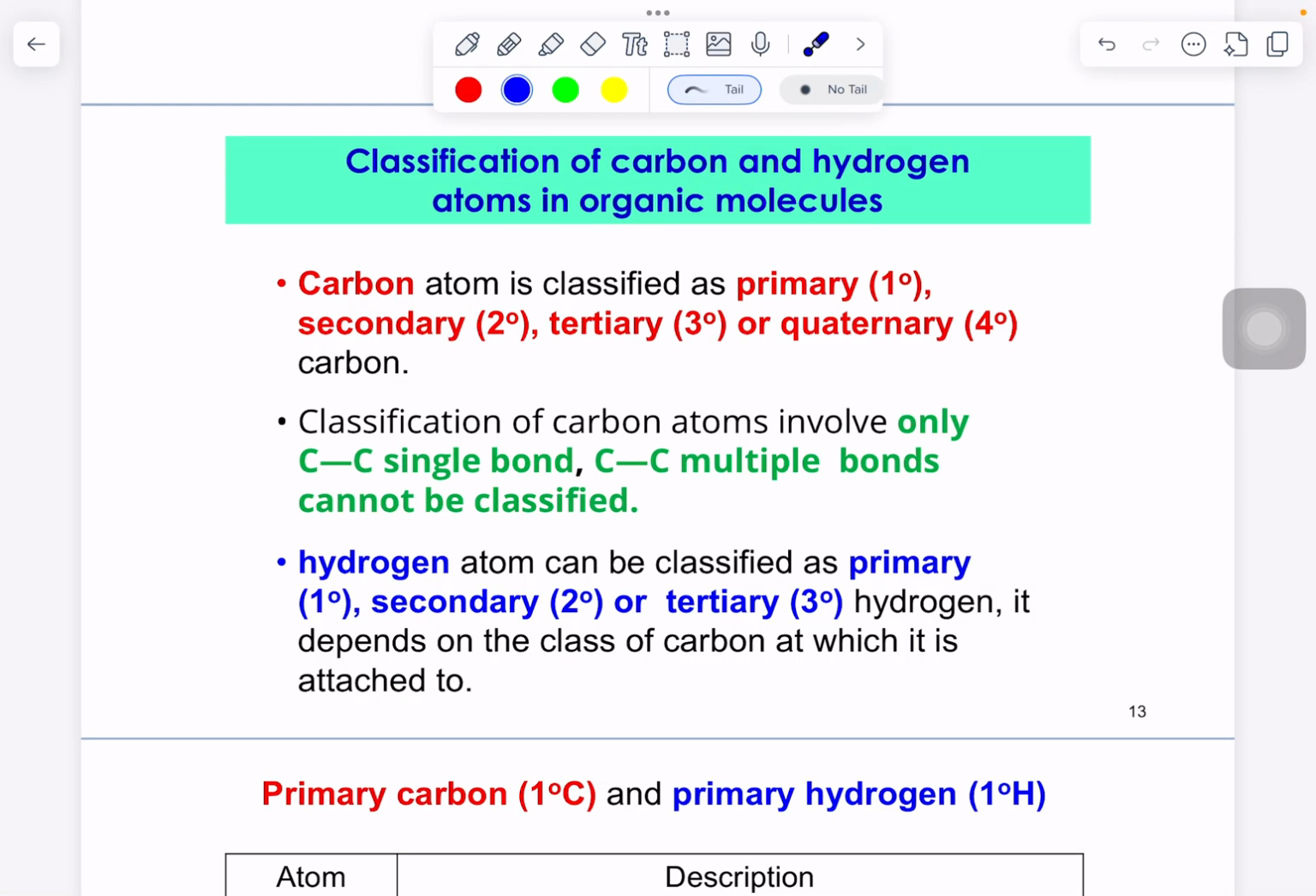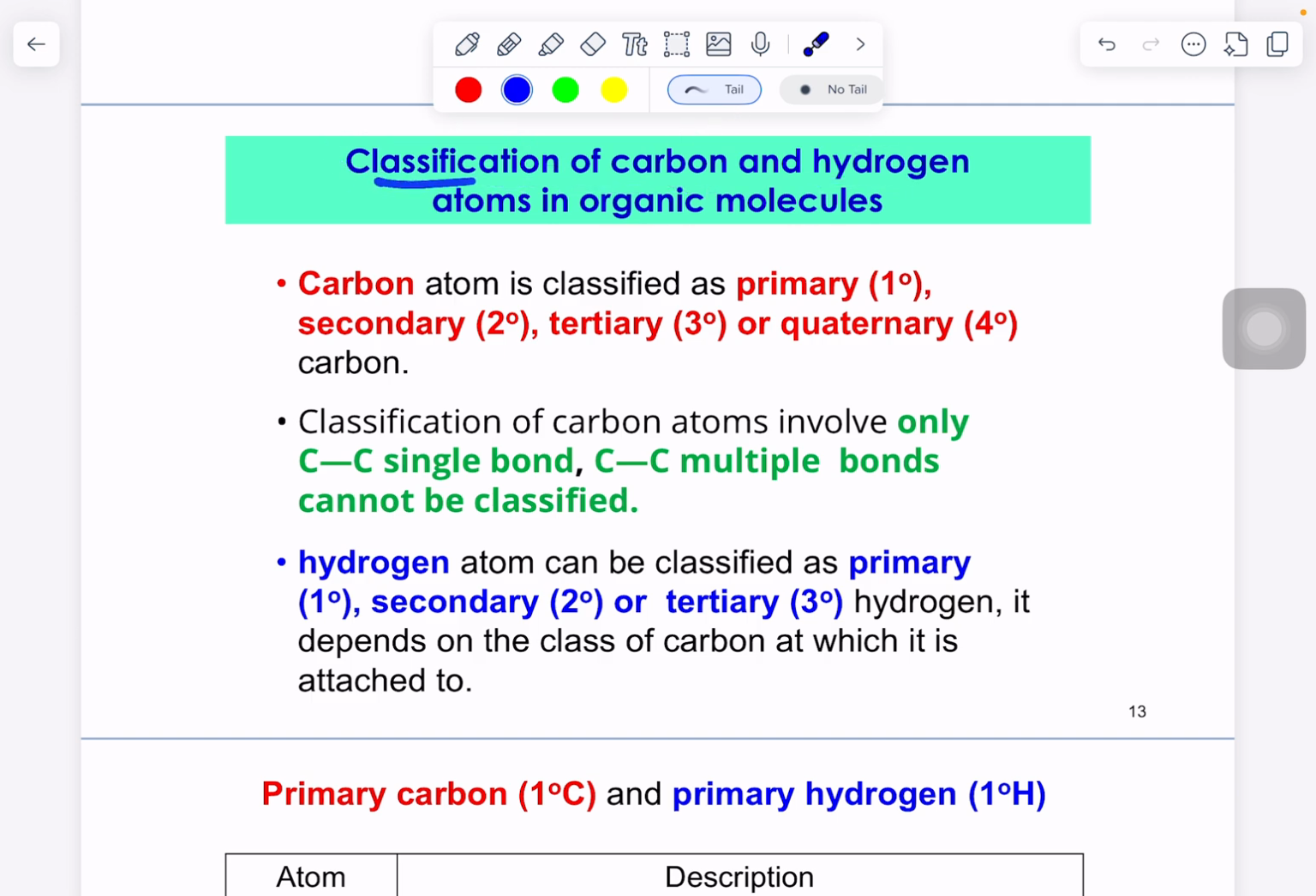Alright, okay. Hi student. We continue 4.2 structural formula. So for 4.2, the next objective is to classify the carbon and hydrogens in an organic compound. Classification means you have to classify the carbon and hydrogens.